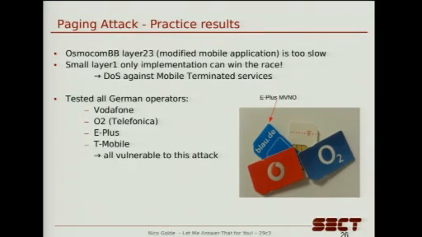So we have a pretty good chance to win this race in practice, and I tried to test this with all the major operators in Germany. So this is Vodafone, O2, E+, and T-Mobile, and all of them are vulnerable to this attack, which is, I think, pretty bad. So what this means is you have a denial of service attack against mobile terminated services. So basically, when responding faster to a paging request, you can prevent the service from being delivered to the victim. So you can basically just block a call or a text message. So this is like selectively jamming the transmission of the service.